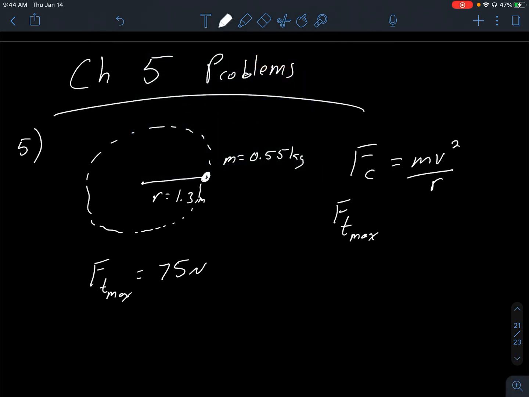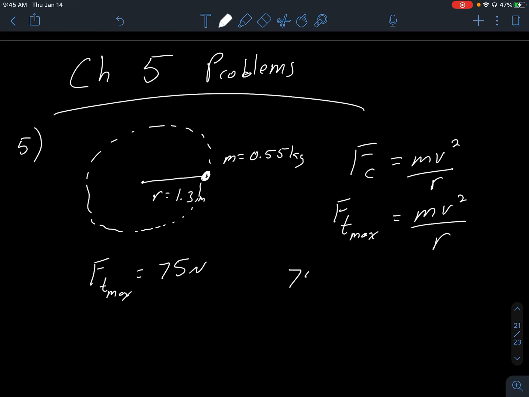So make sure you're taking the time to both state the general equation and then also the specific, naming what that centripetal force is. So we know that that force is going to max out at 75 newtons. We know our mass of 0.55 kilograms.